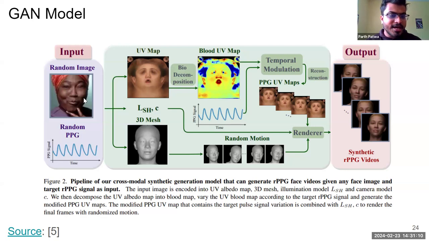What the GAN does is we have an input image and we have a random PPG wave. PPG is like the heartbeat wave, and we are modulating this heartbeat wave on a video of a person. So we use a traditional 3D mesh algorithm to generate random motion, to generate simply a video from this image, and then we use biodecomposition of the facial features to modulate the rPPG onto the video. And as a result, we have a synthetic video, which is also realistic. One quick note is this can be potentially misused, but we strongly suggest not to do that.